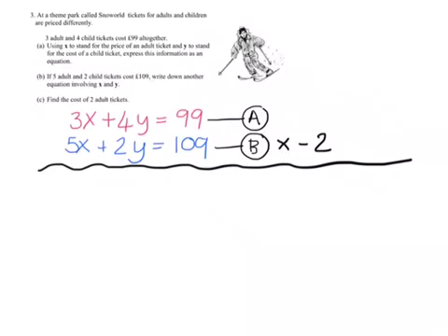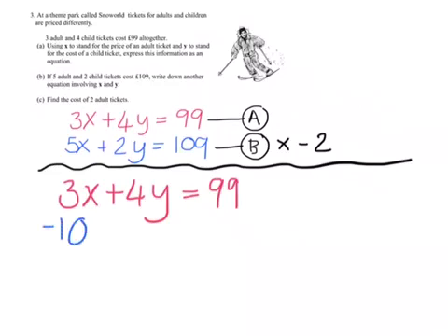So the first thing I'm going to do is write down equation A again. So that's 3x plus 4y equals 99. And then equation B multiplied by -2. So that's -10x, -4y equals -218.